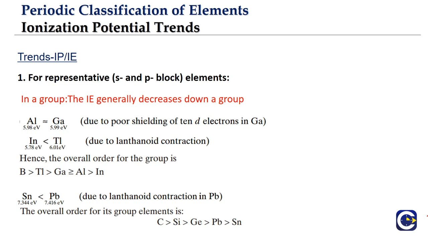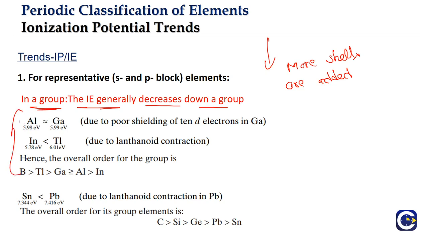Now across a group, when we go from top to bottom, what we are essentially seeing is that more shells are added. That is what we are able to observe, right? More shells are added, or the orbit number is increasing, which means the electron in the outermost orbit is moving farther and farther from the nucleus, so it becomes easy to remove the electron. That is what we said. But there are anomalies. So in a group, generally IE will be decreasing down the group.